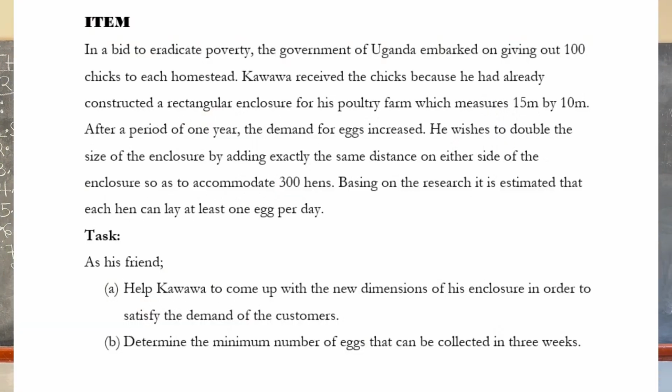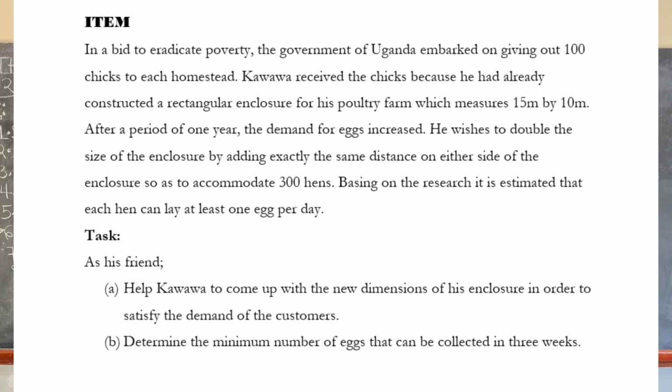In a bid to eradicate poverty, the government of Uganda embarked on giving out 100 chicks to each homestead. Kawawa received the chicks because he had already constructed a rectangular enclosure for his poultry farm, which measures 15 meters by 10 meters. After a period of 1 year, the demand for eggs increased. He wishes to double the size of the enclosure by adding exactly the same distance on either side of the enclosure so as to accommodate 300 hens.